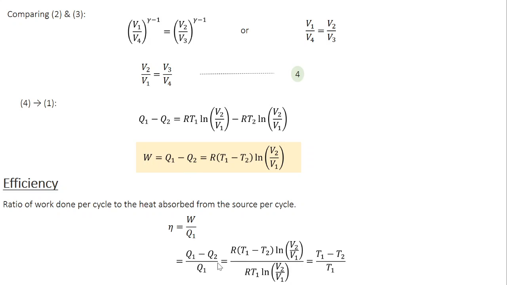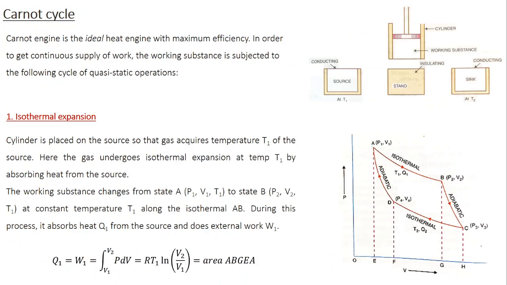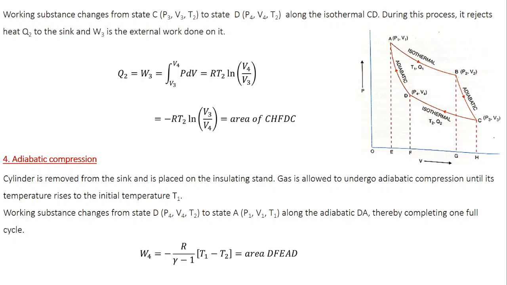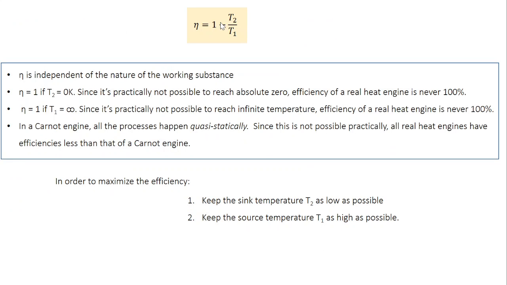So substitute for Q1 minus Q2, this is R into T1 minus T2 into ln V2 divided by V1. And Q1 is nothing but W1, we have derived that earlier. Q1 is W1, which is RT1 ln V2 divided by V1. So when you substitute for these two, you can cancel the common logarithmic term and also the common factor R, then you get efficiency eta equal to T1 minus T2 divided by T1, or 1 minus T2 divided by T1.